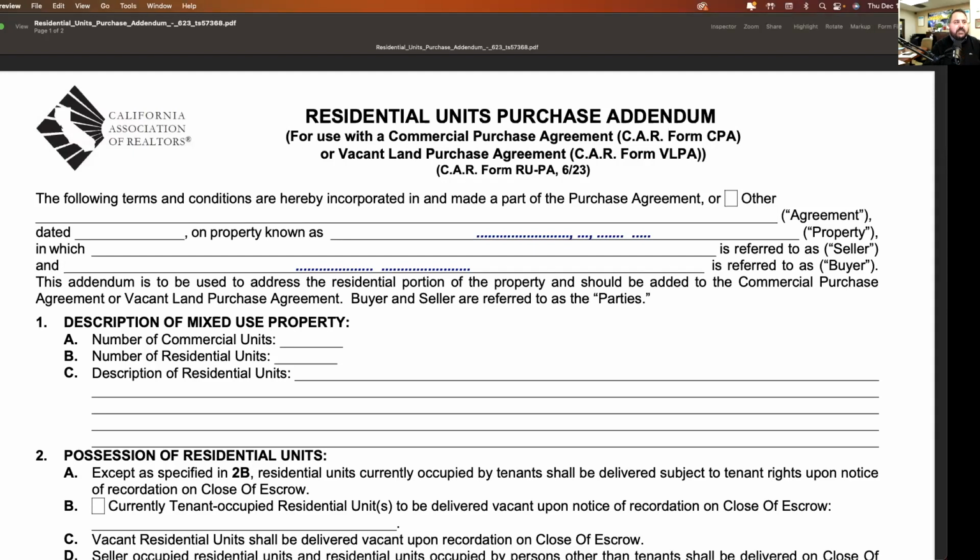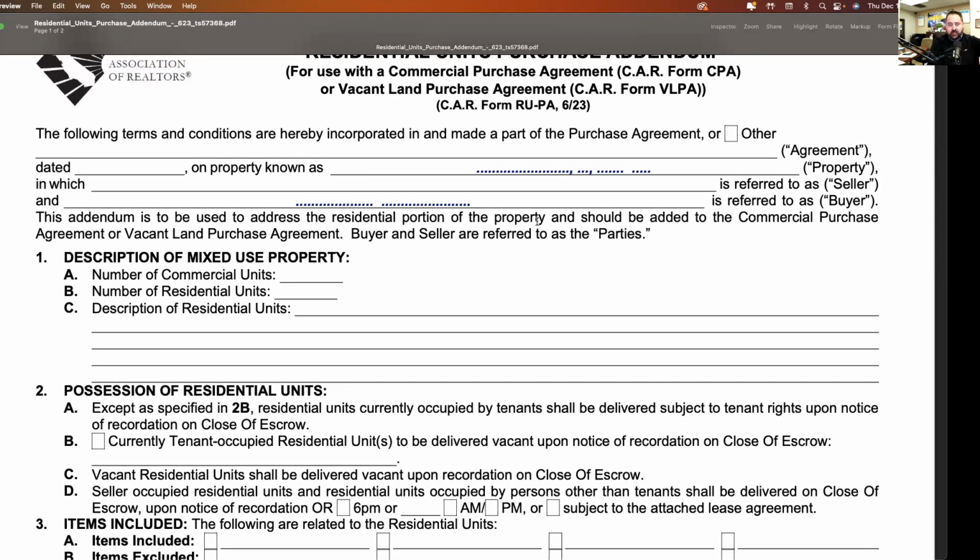Residential units purchase addendum. So I've been noticing that for our office, we've had a higher number than usual of mixed use properties, right? I don't know about you guys. Are you dealing with a lot of mixed use out there? I've seen more and more mixed use deals. That's what this is for. The residential units purchase addendum is for a mixed use commercial and residential, right? So for example, I have a mixed use that's two retail stores in front and above it is an apartment. I would write it on a commercial purchase agreement, but I would include this purchase addendum about just the residential units.